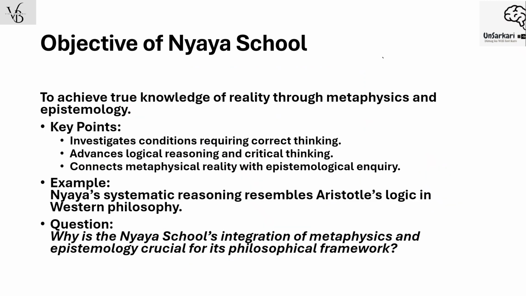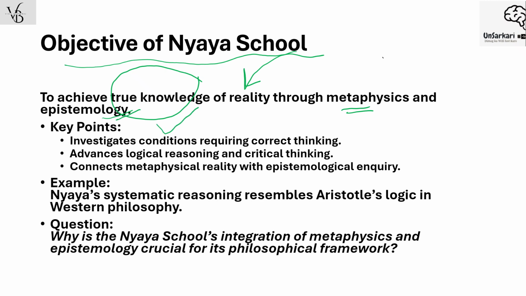What is the objective of Nyaya school? To achieve true knowledge of reality, and that is through epistemology and metaphysics, that is the coming together of religion plus philosophy. So the true knowledge of reality, and what is reality? As I'm saying, reality is what you can understand when you follow the right path. So how can you go to the right path? That is only possible through right conditions. So what conditions are there which lead to a certain kind of thinking?